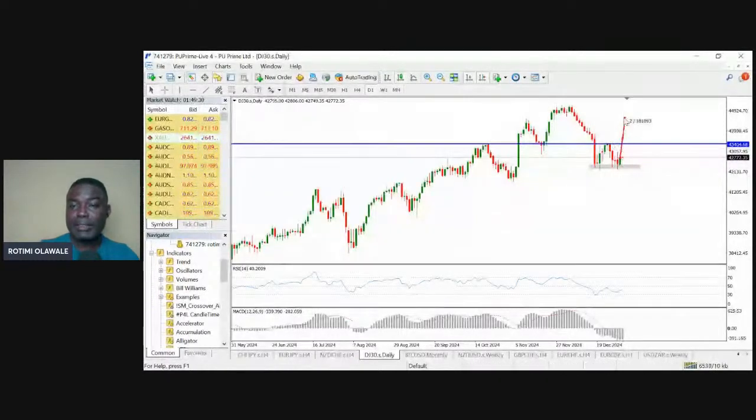But if price is able to break out above that resistance, then we're going to have further bullish movement on the DJ 30 or the US 30, as you may have it. So I have a bullish outlook on the US 30.